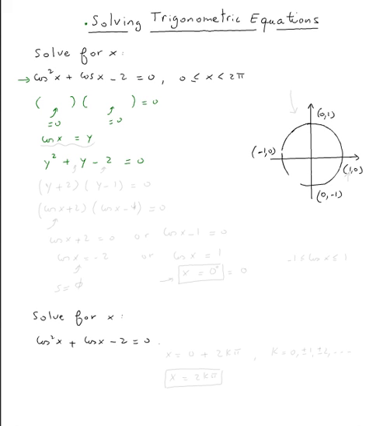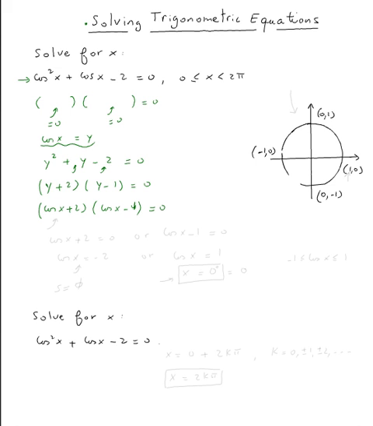So how do we factor this equation? Well, we're looking for two numbers whose product is negative 2, and when you add them, you get 1. So what are they? 2 and minus 1, right? So this is going to be y plus 2, y minus 1. But what is y? Y right here is just cosine of x. So actually it's cosine of x plus 2, cosine of x minus 1.